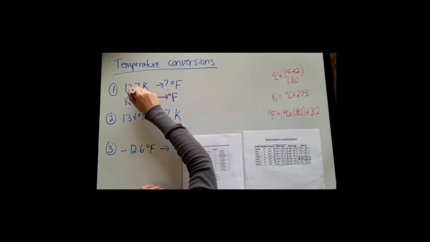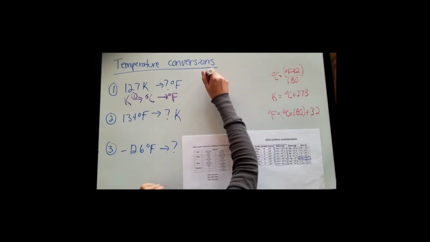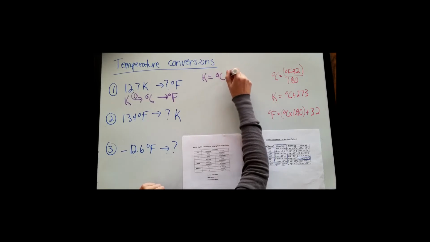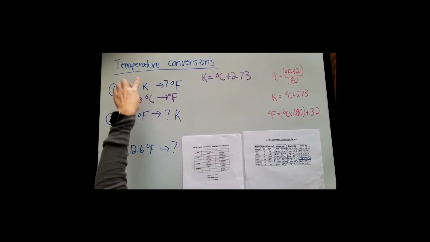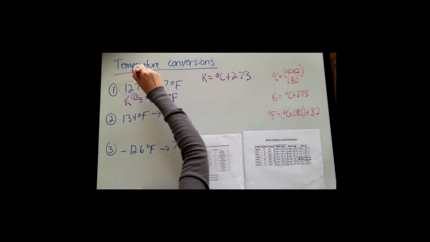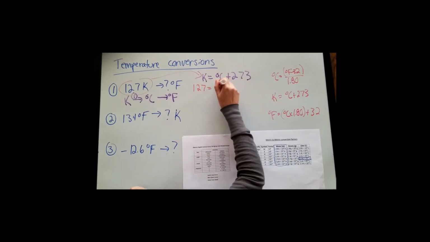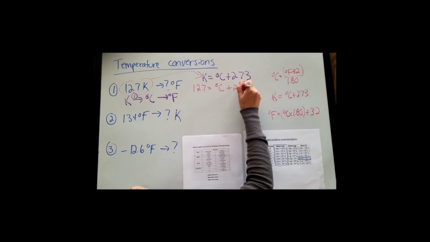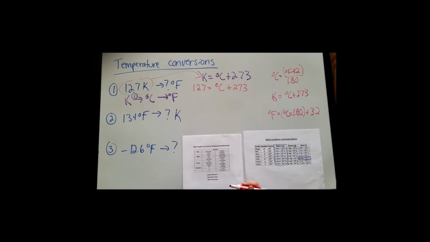For the first step, I'm going to use this equation. So I have K is equal to Celsius plus 273. So how do I solve it? Well, I'm going to plug in what was given. So 127 K, I'm going to plug in where the K is. So I have 127 is equal to degrees Celsius plus 273. So think of this degrees Celsius as an X, and you're trying to solve for X.